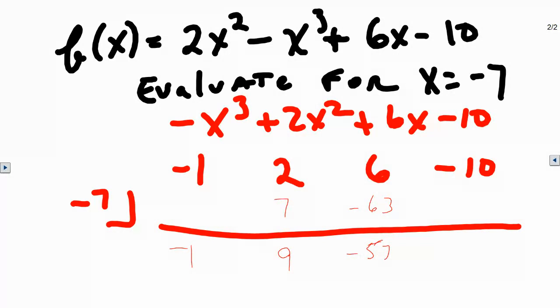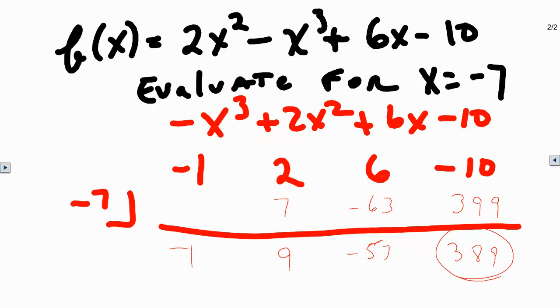Then I have to multiply -57 times -7. If you need to use a calculator, go ahead and do that. Or you can say, okay, it's 7 times 50 is 350, plus 7 times 7 is 49, so that would be 399. Or you can use a calculator. It doesn't matter. I don't care. And then -10 plus 399 is 389.